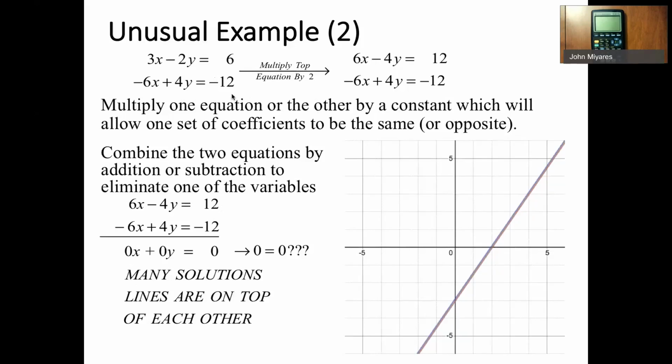Now, this kind of system of equations is something we're going to call dependent. If the two lines are right on top of each other, then the system is dependent. If the two lines are parallel, it's inconsistent. Otherwise, we have one unique solution.